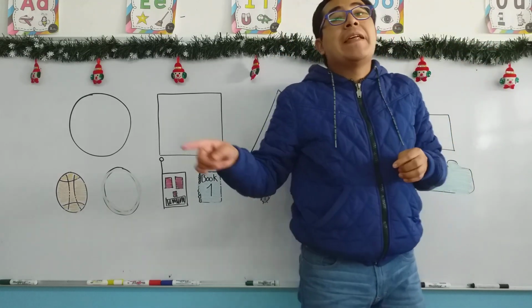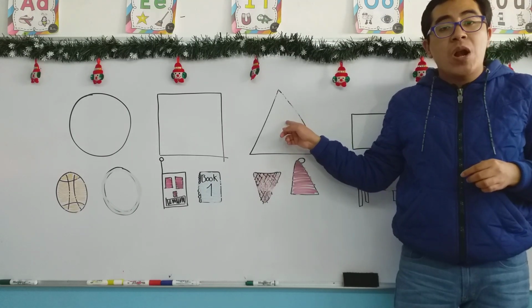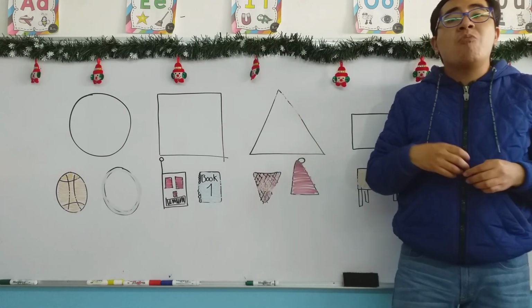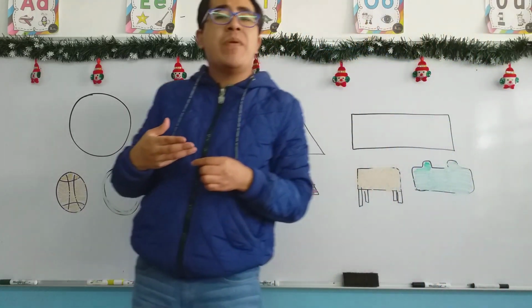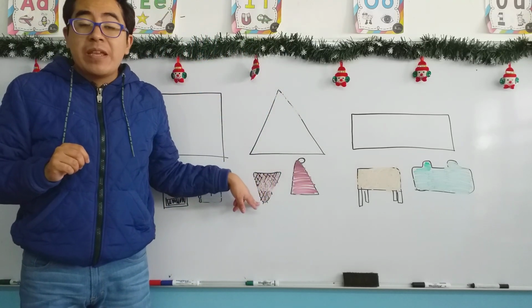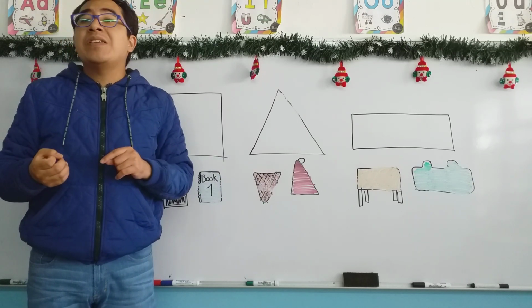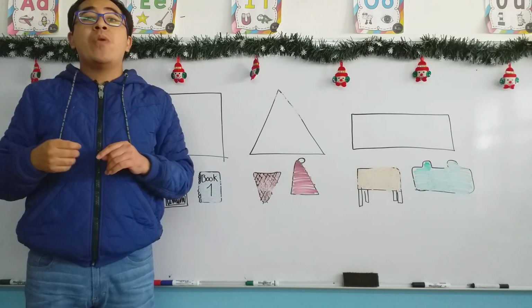Cuadrada. Next to the square, we have the triangle. For the triangle, once again, we can have several objects, including the cone of an ice cream. If you remember the word ice cream in Spanish, un helado.